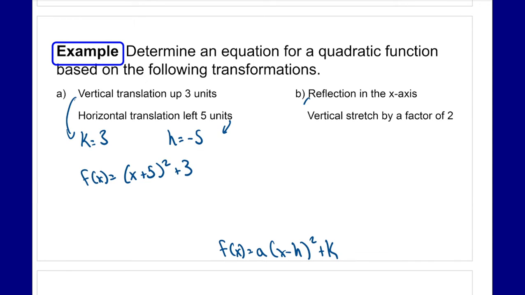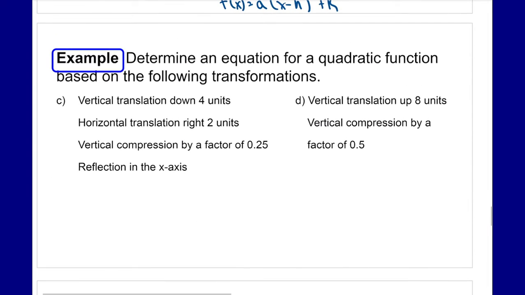For b, reflection in the x-axis. So that refers to our a value. Because there's a reflection in the x-axis, that tells us that a is going to be negative. The vertical stretch by a factor of 2 also refers to the a value and tells us that the value of a is going to be 2. So 2 different transformations, both referring to the a value, makes it really easy to write the equation because all I have to do is fill in one spot. So negative 2 x squared. So it's flipped and then stretched by a factor of 2.